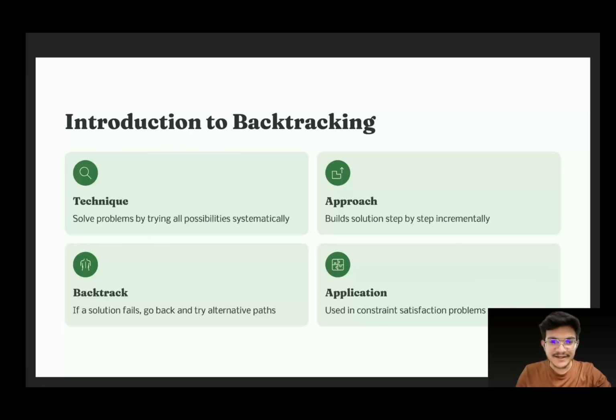So, what is backtracking? Backtracking is a technique used to solve problems by trying all possible solutions in a systematic way. Instead of checking every possibility blindly, it builds the solution step by step. At each step, it checks whether the current solution is valid or not. If the solution becomes invalid, it immediately goes back to the previous step and tries a different path. This is called backtracking. Backtracking is commonly used in problems like puzzles, combinations, and constraint satisfaction problems such as Sudoku.